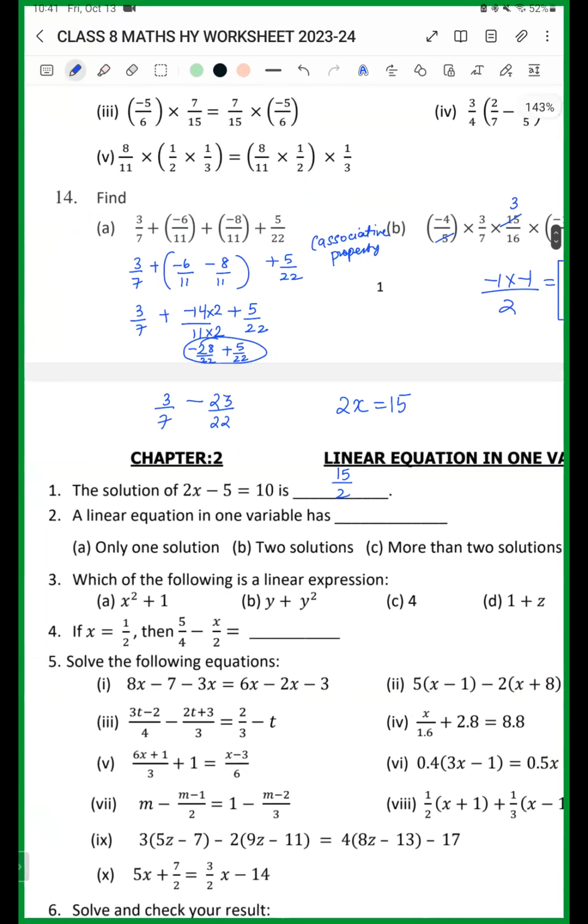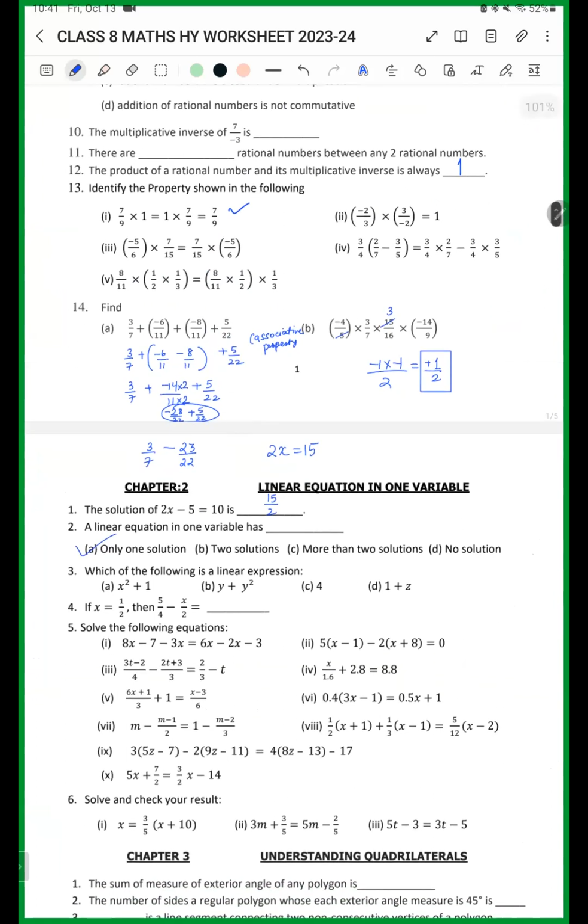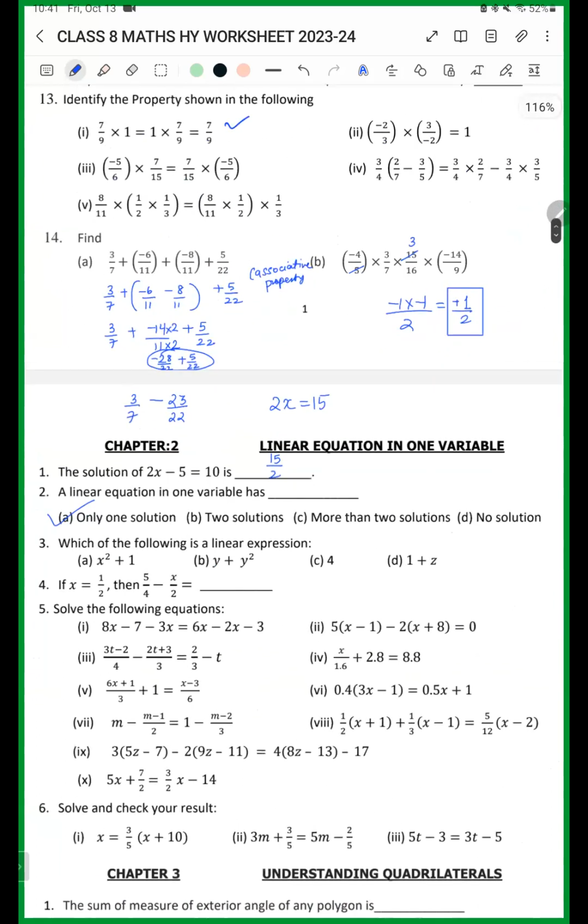Then a linear equation in one variable has only one solution. Yes, only one solution. Which of the following is a linear expression? Wait, can you explain the second question? Acha. A linear equation in one variable. See, solution means what is the solution over here? The solution is 15 by 2. Hai na? Linear equation in one variable. What is a linear equation in one variable? Can you tell me?